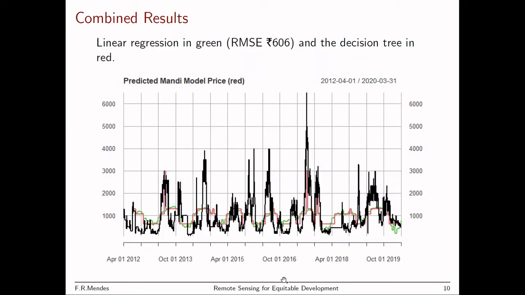So here you can see that the decision tree performs very well at picking out these peaks and troughs, but the linear model is reasonably better at approximating the general fluctuations in the price. So that means yes, there is a relationship.